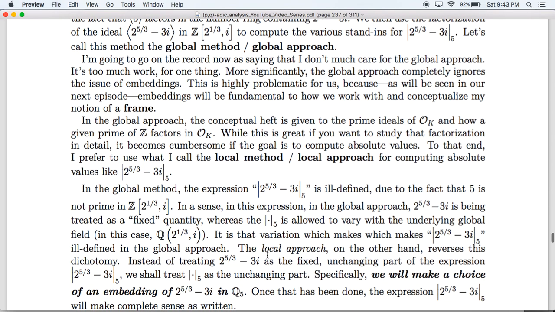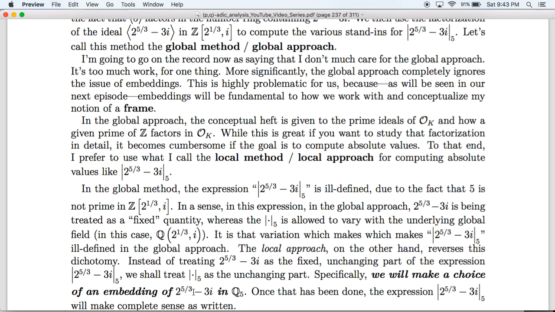So just to recall, in the global method, this set of symbols is ill-defined because 5 is not prime in the number ring generated by this stuff. So in this approach, the symbol 2^(5/3) minus 3i is being treated as fixed, whereas we allow the subscript of our absolute value to vary with our underlying choice of a global field. The local approach reverses this. Instead of treating 2^(5/3) minus 3i as the fixed, unchanging part of the expression, we're going to be treating the 5-adic absolute value as the unchanging part.